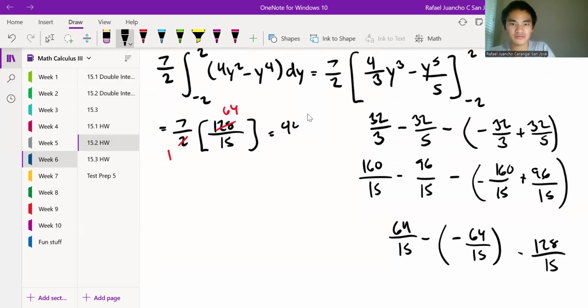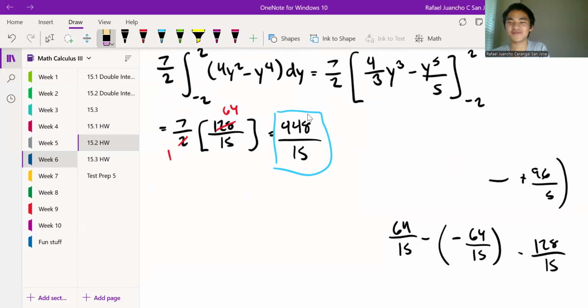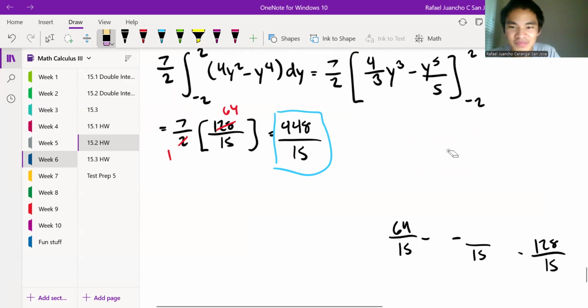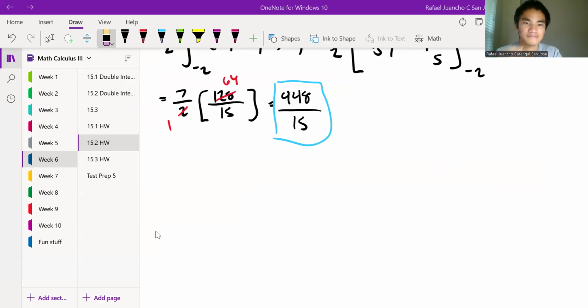There we go. Okay. Goodness. Yeah, I also need to be careful about integration. Or maybe I'm sleepy. Not super sure. So this is 448 over 15. That was annoying. That was extremely annoying.